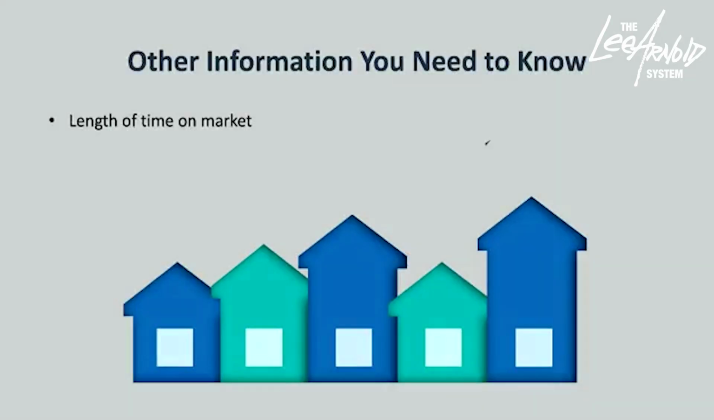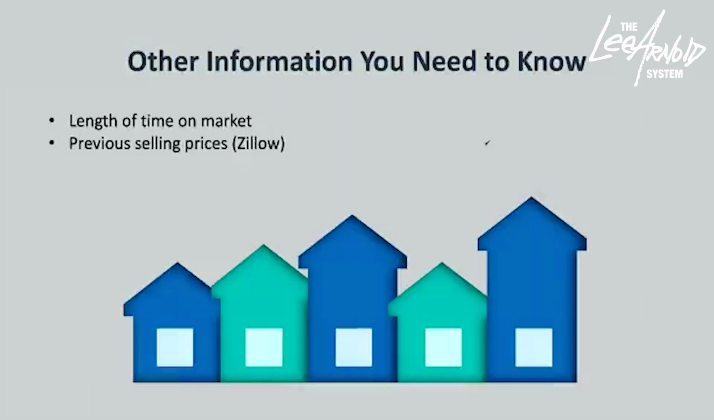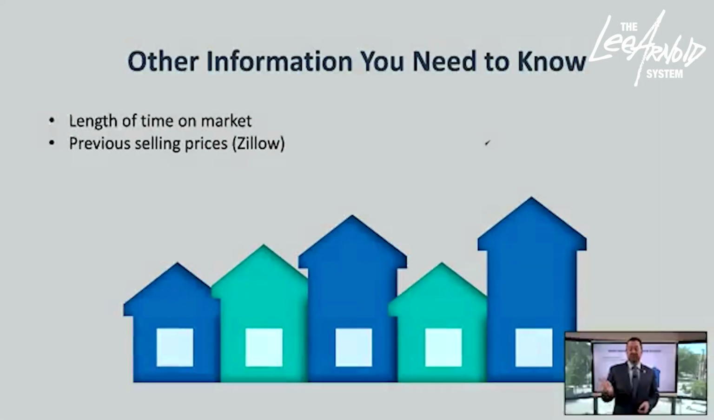Okay? Now, some other information we're going to need to know. What is the length of time on market? Okay, so as we look at $300,000 properties in whatever neighborhood it is you're buying, how much time is it going to take for this thing to sell? Also, what are the previous selling prices on Zillow? Of the comps that are there, how long did they take to sell? What was the dollar per square foot that they sold for?